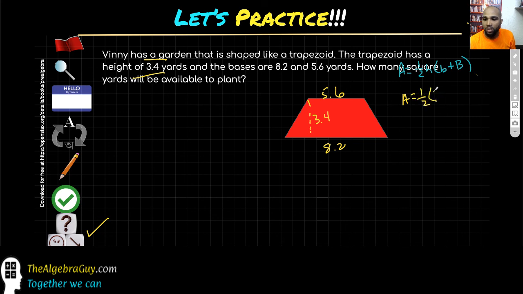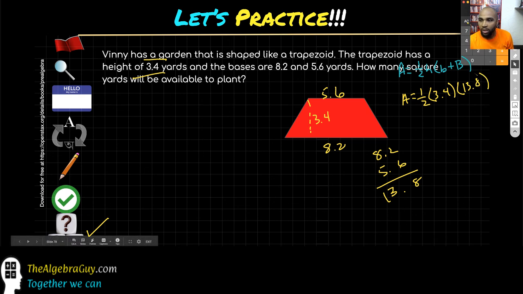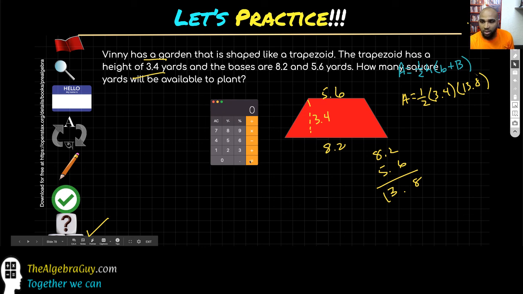So here my height is 3.4. And base plus base, 8.2 plus 5.6, that's 13.8. So that's 13.8. All I've got to do now is put this in my handy dandy trusty rusty, well, it's not rusty, calculator. So it gets 0.5 times 3.4 times 13.8. And there we are, 6.46.